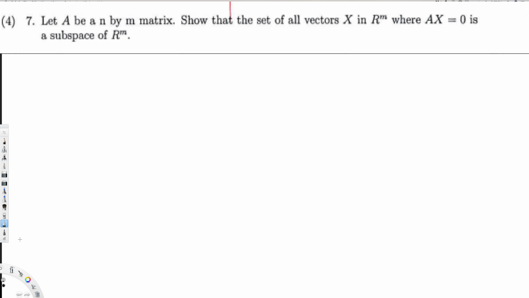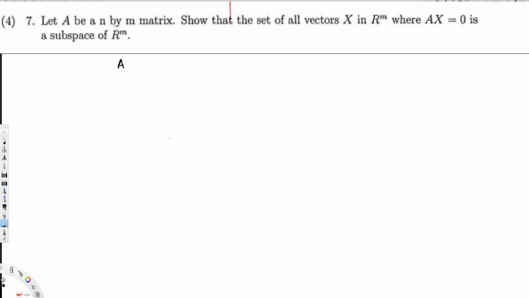We have this question right here. It's asking, let A be an n by m matrix so that the set of all vectors x in Rm where Ax is equal to 0 is a subspace of Rm. So first of all, this is actually a null space question. The null space equation is Ax equals 0.